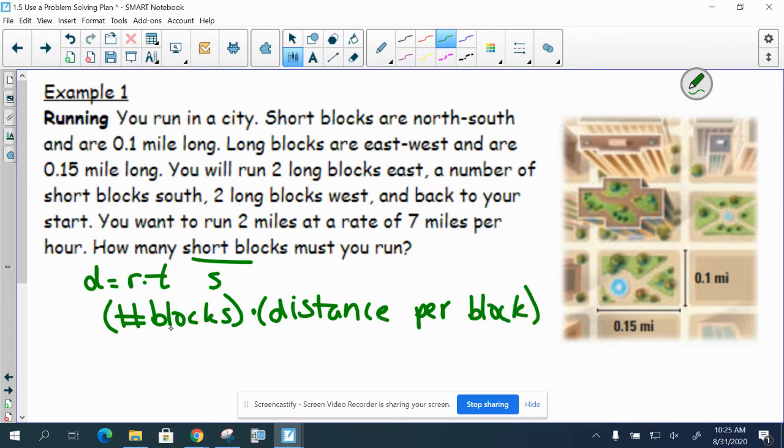And then we want to have it for the short block and the long block, and that should all add up to 2 miles. Okay, so anyways, the number of short blocks we've gone is S, and each short block is 0.1 mile long.